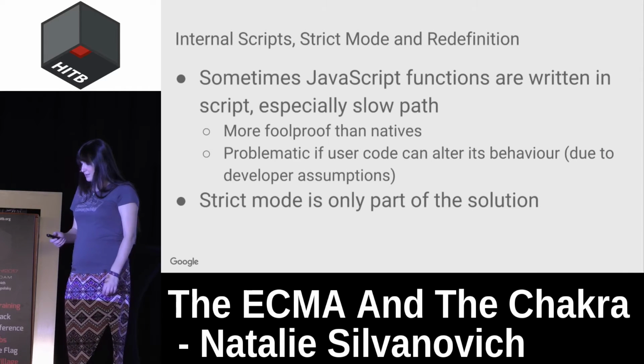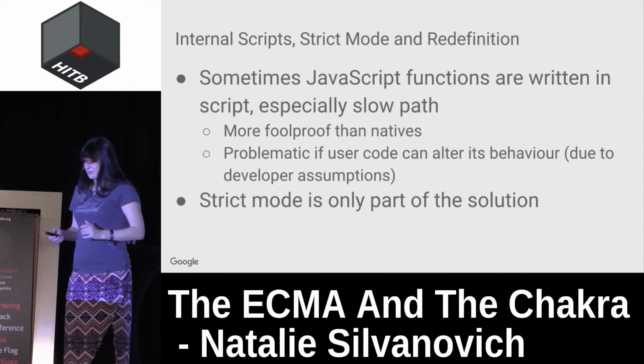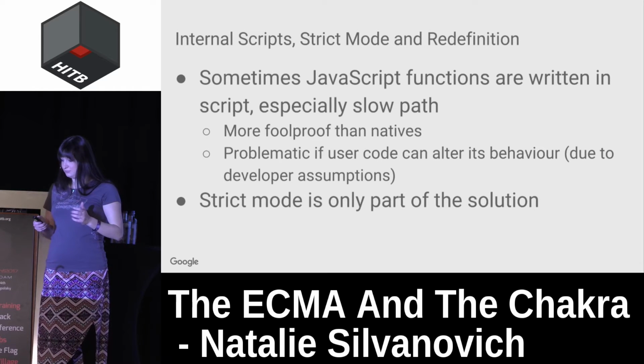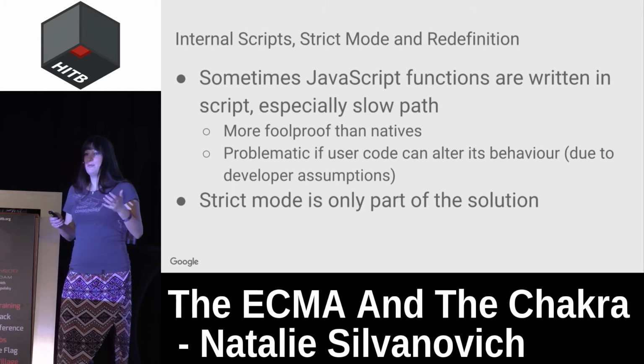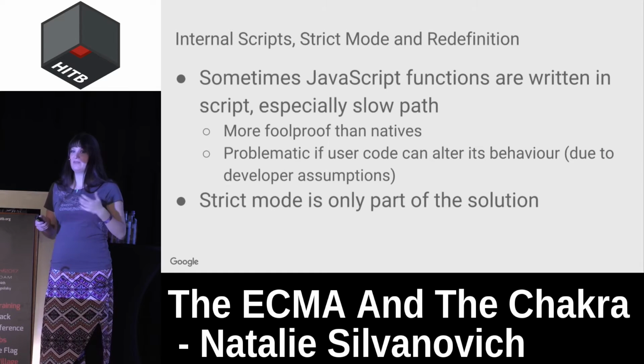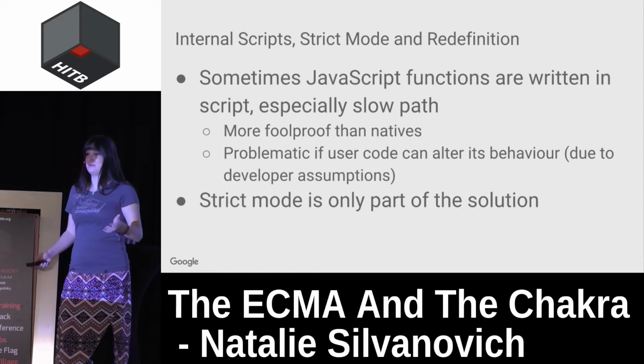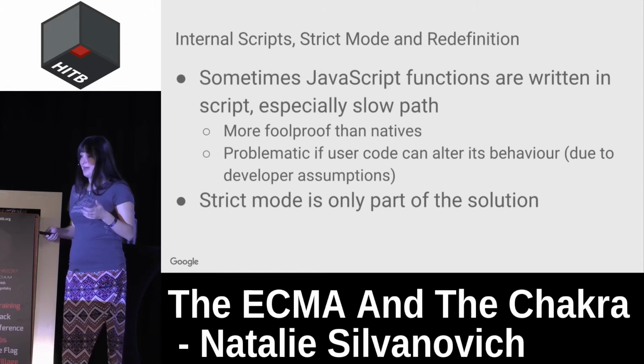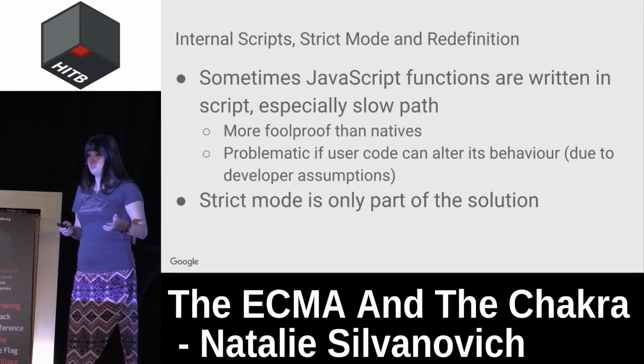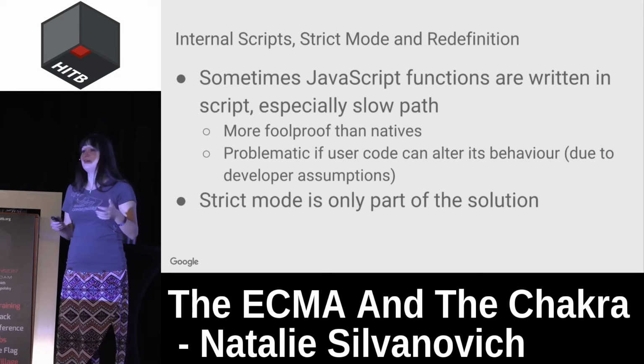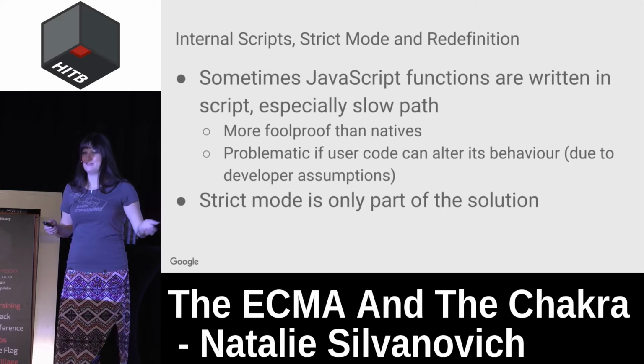So here's another fun type of bug: the slow path. Everything I've shown you so far has been on the fast path, the optimized ones. But there's also the slow path. And slow paths can be challenging to write because they need to handle every single case you can imagine.